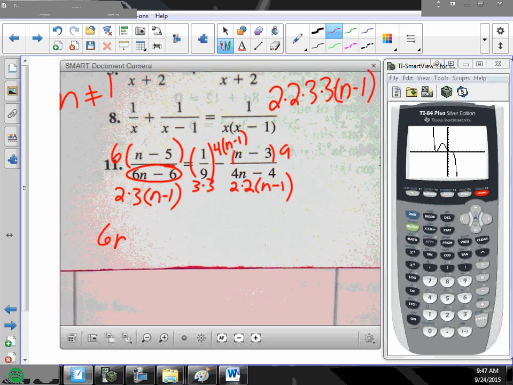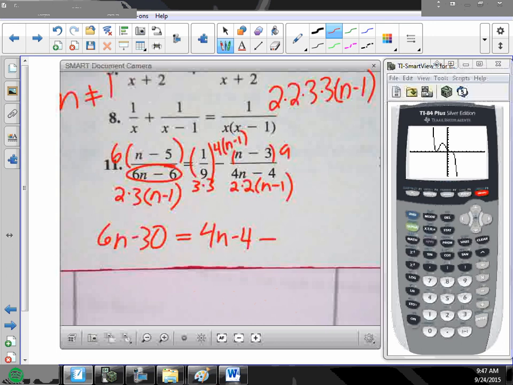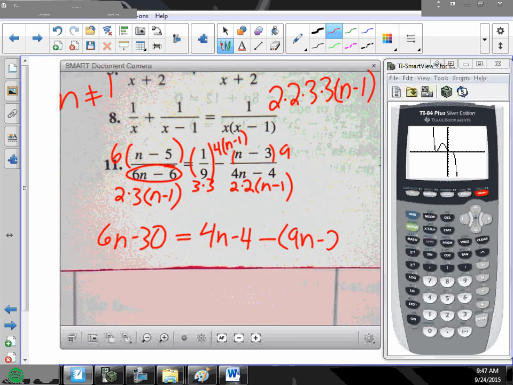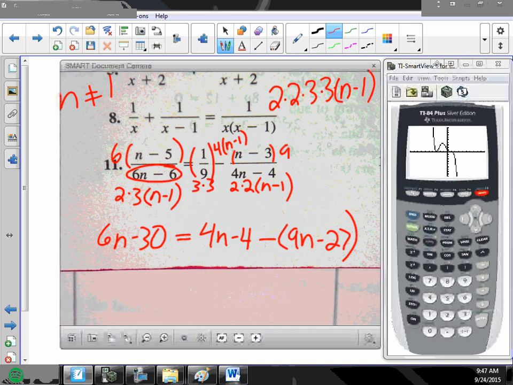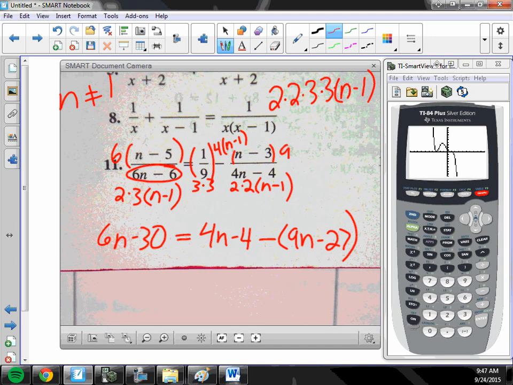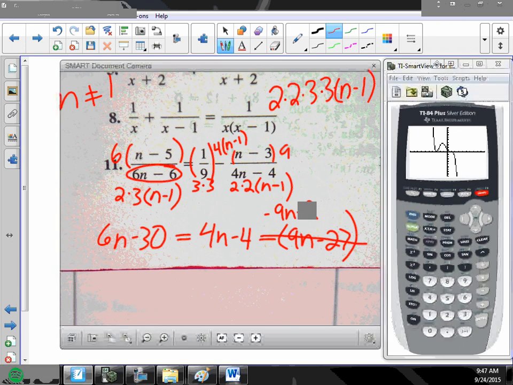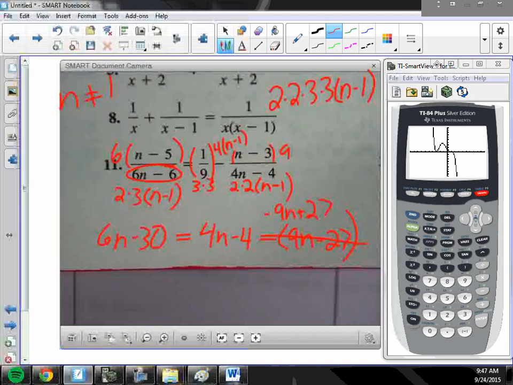So we have 6n minus 30 equals 4n minus 4 minus 9n minus 27. Did I mess that up? Okay, so really, in the end, this is negative 9n plus 27. And you'll solve that, and just remember, n is not allowed to be 1. If that happens to be the answer, then there's no solution. Okay, turn the page.